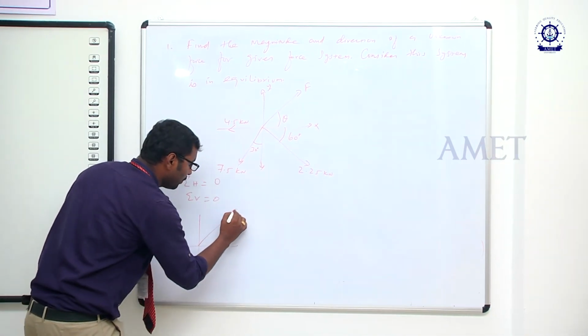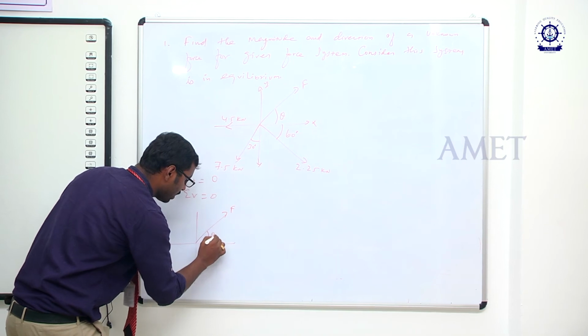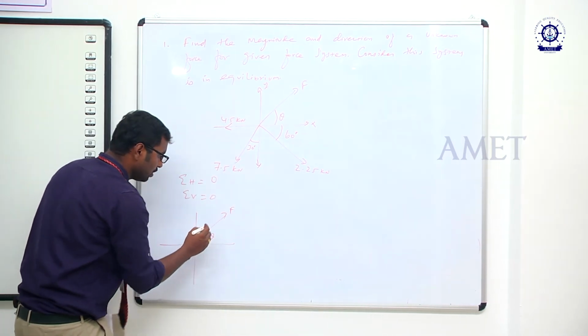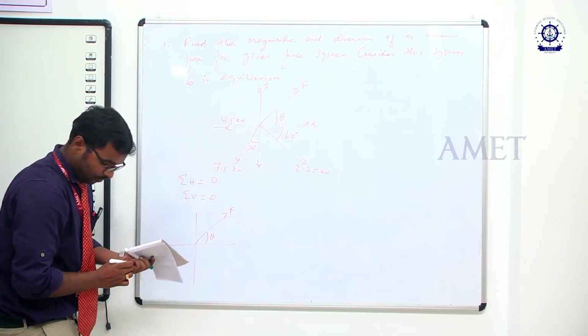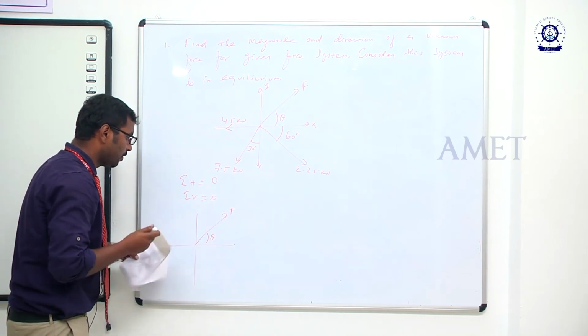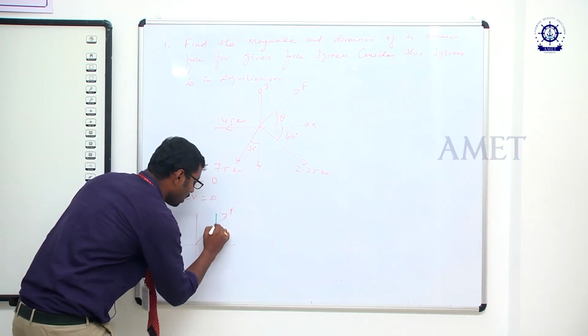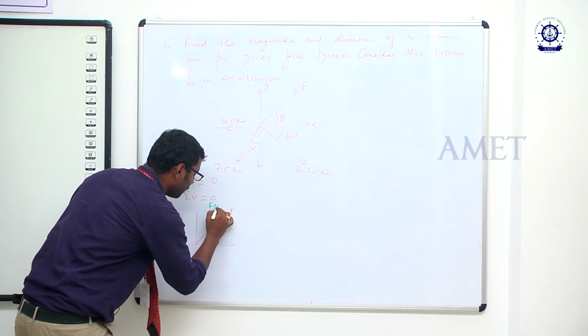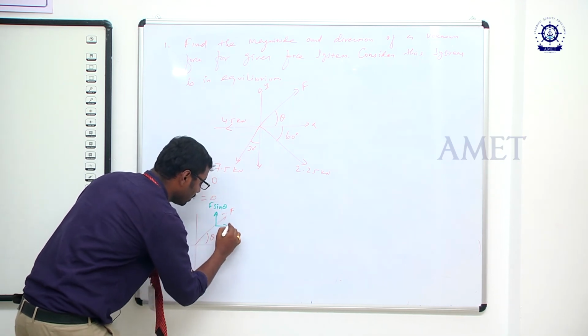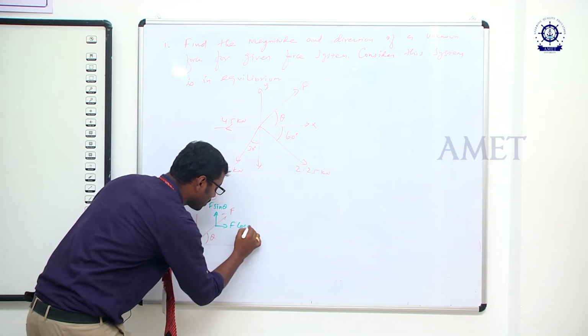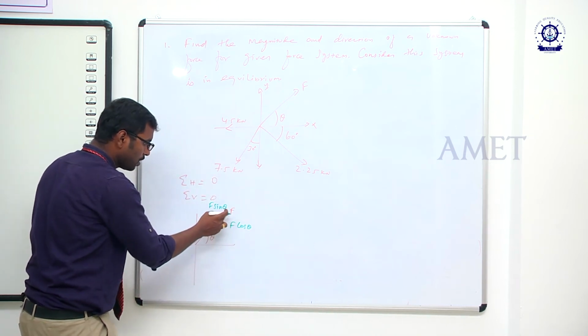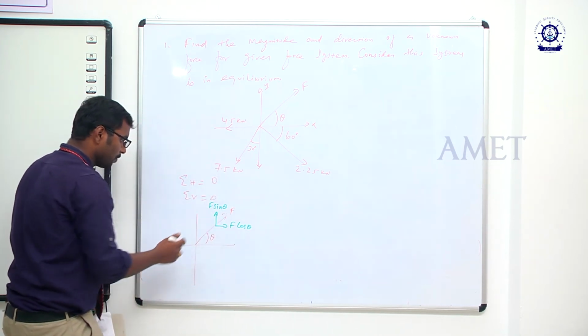This is F, acting at theta angle to the x axis. So the vertical component of this force is F sin theta, and this one is F cos theta. This is the horizontal component of this force, and this is the vertical component of this force.